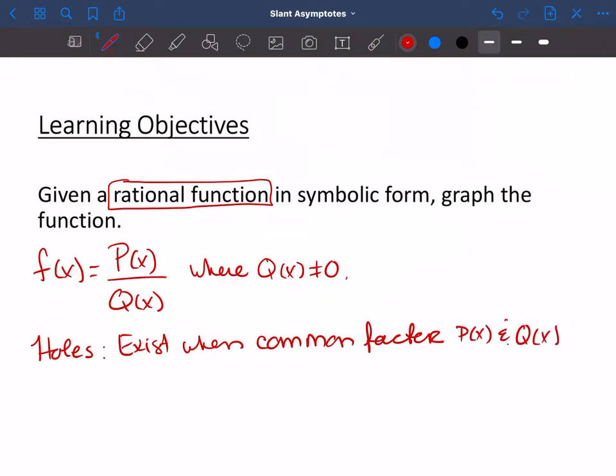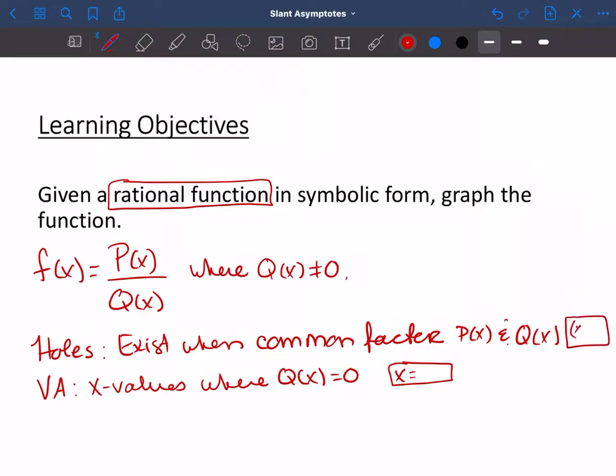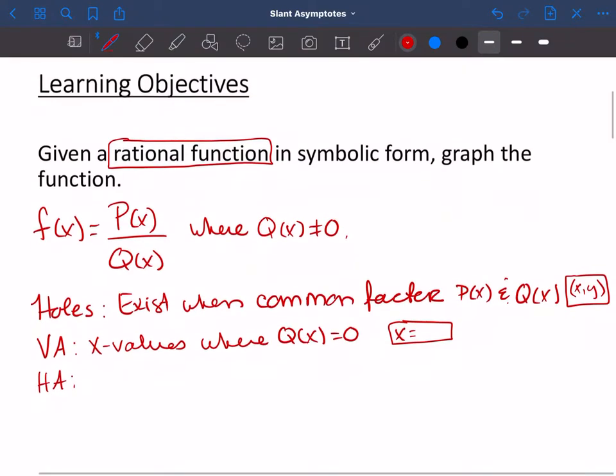We also looked at vertical asymptotes, and vertical asymptotes were the values of x where your q of x went to 0. So this would be x equal to something. Now for the holes, our holes were actually a coordinate point, so we'd actually have to find the x and the y. And then we also talked about horizontal asymptotes.